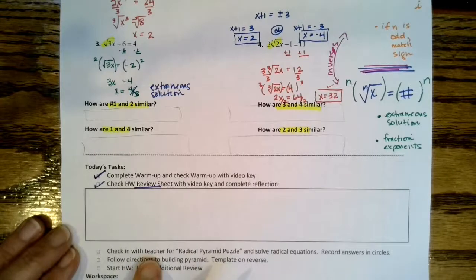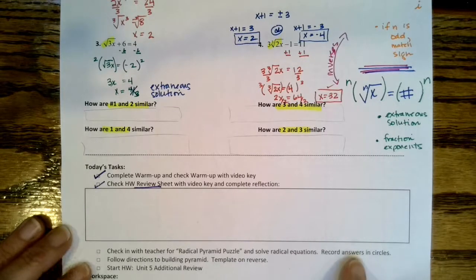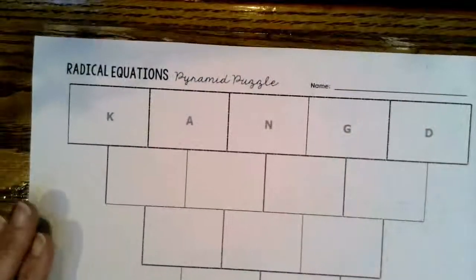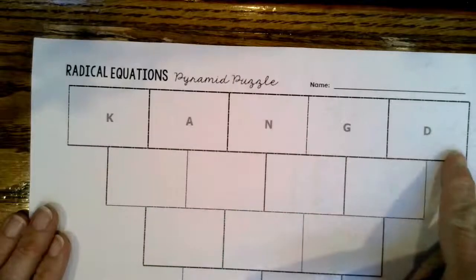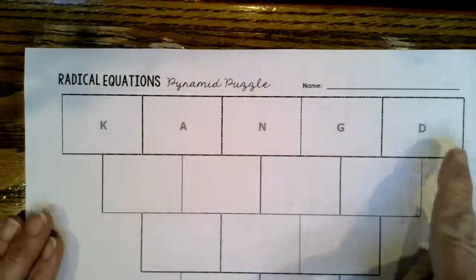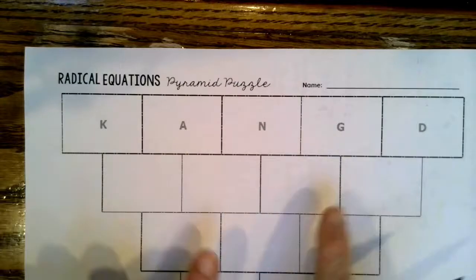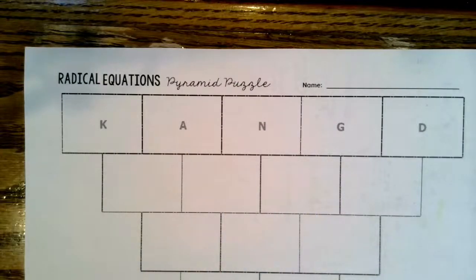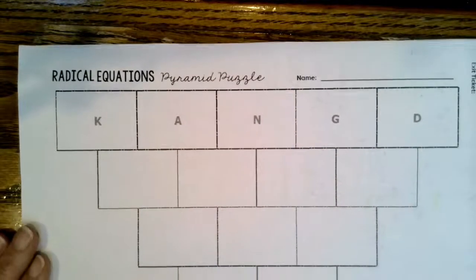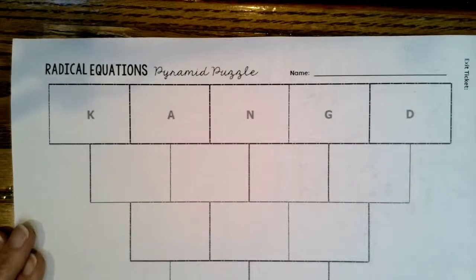Then I want you to check in with Mr. McCulloch for the radical pyramid puzzle and solve the radical equations. Here is going to be your workspace. You're going to record your answers in those circles. And then you're going to follow the directions to build the pyramid. So if you look on the back here, each of those letters for those tickets, you're going to get scissors and glue. And then you're going to be able to place and check whether or not your answers are right by building this pyramid. And this is going to be your exit ticket for today.